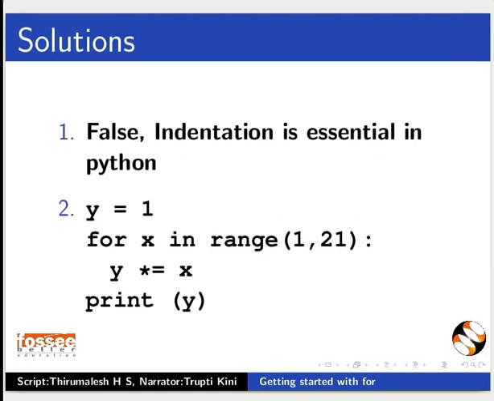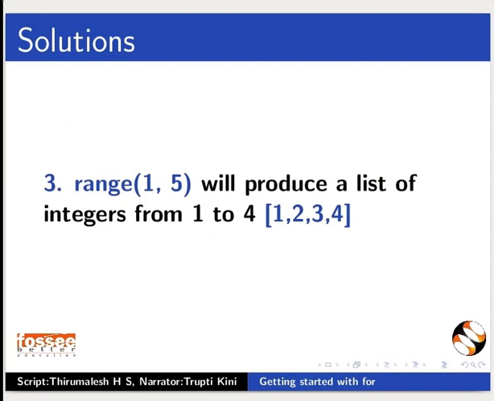And the answers. First, false. Indentation is essential in Python. Second, y equal to 1, for x in range 1, 21, y into equal to x, print y. Third, range 1, 5 will produce a list of integers from 1 to 4, that is 1, 2, 3, 4.